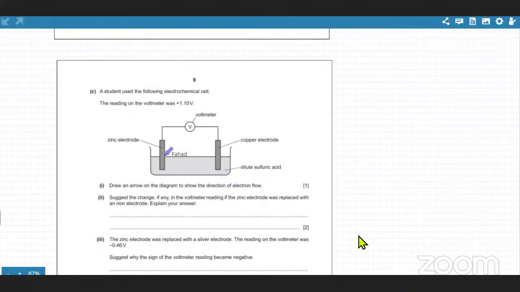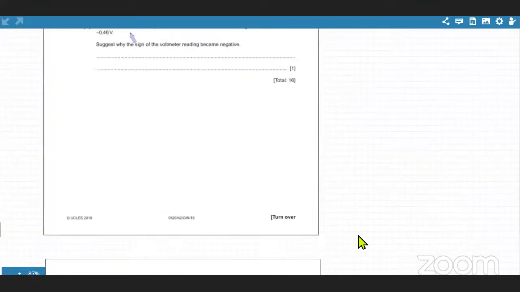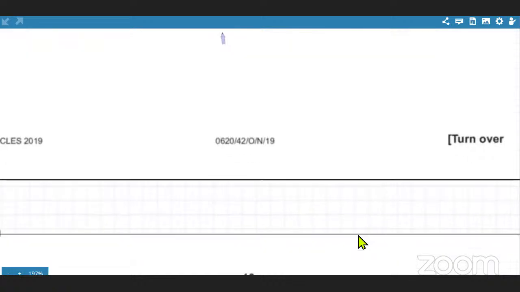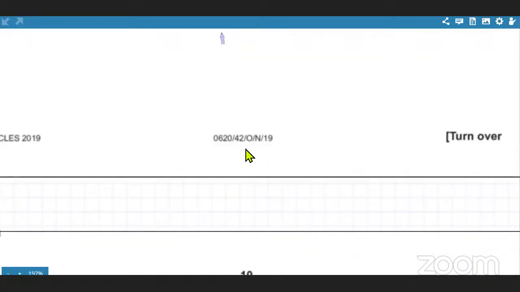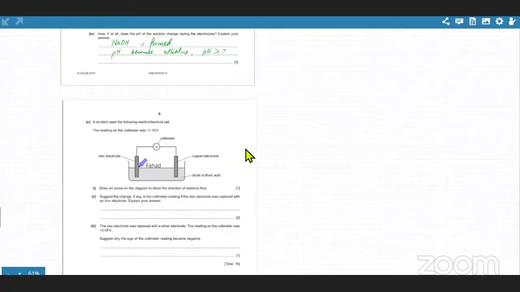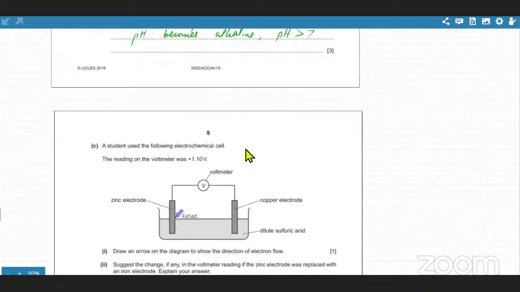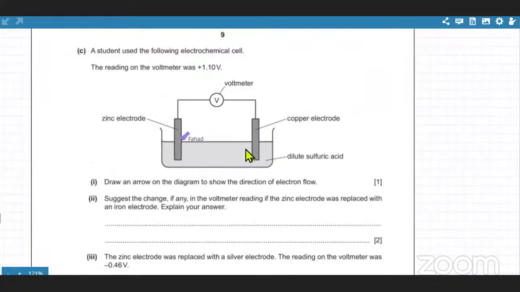Okay, so this is part two of the lecture that we were doing. We were trying to solve the past paper question, the October/November 19, 0620 chemistry paper, the theory extended version. We were on this question, solving it, and we were at part C.